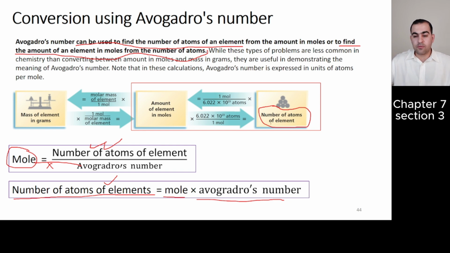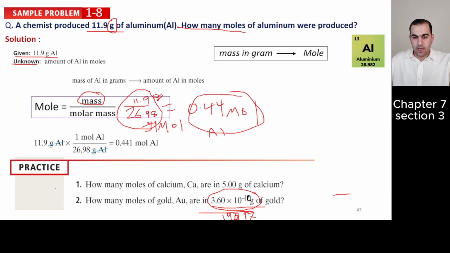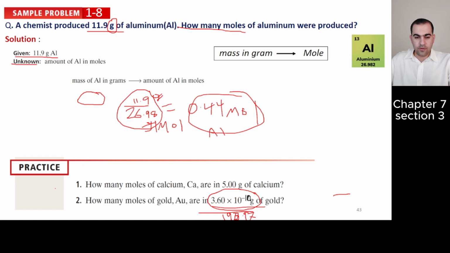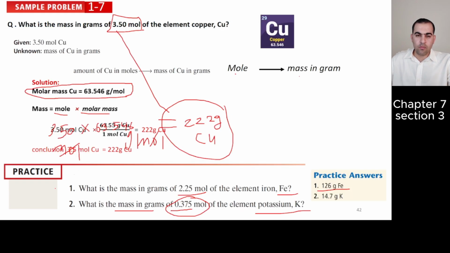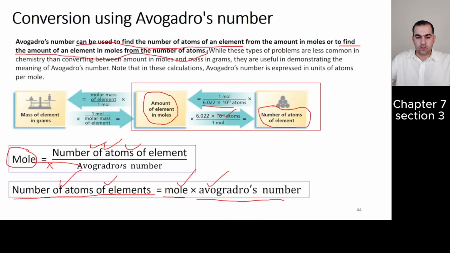So number of atoms of element divided by Avogadro's number, you get the amount of element in mole. Amount of element in mole multiplied by Avogadro's number, you get the number of atoms. That's it. You need to memorize these two rules. They're important. So you just need to memorize these four rules: these two, and mole equals mass divided by molar mass, and mass equals mole times molar mass. Okay, so you can just memorize this.